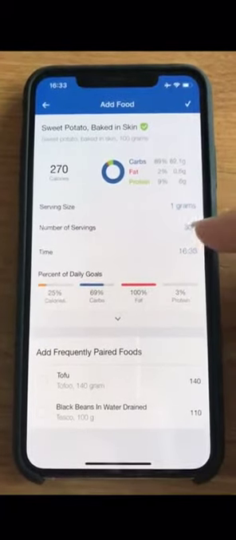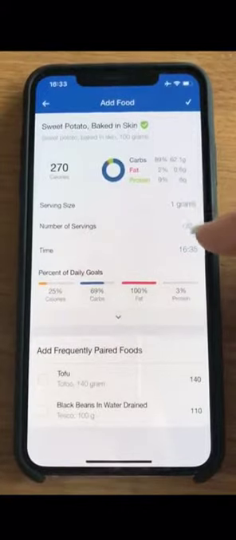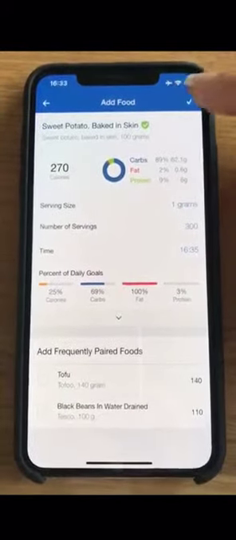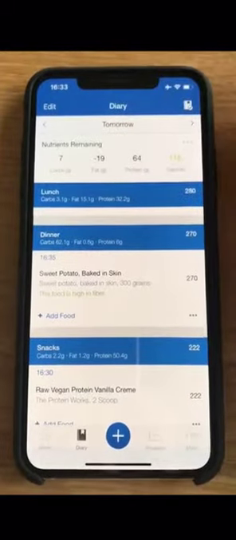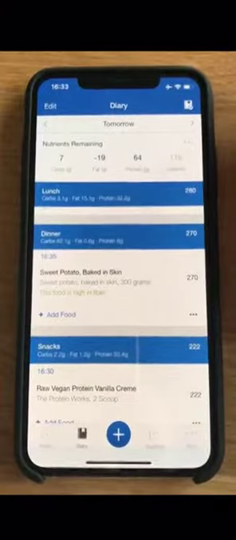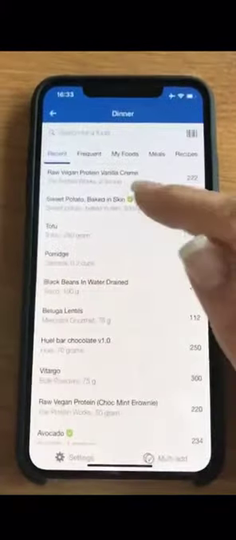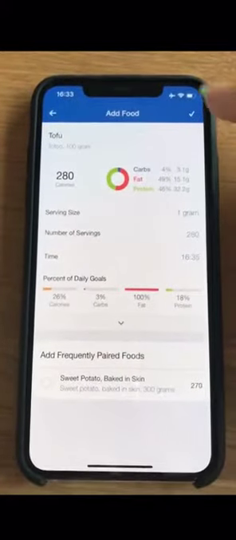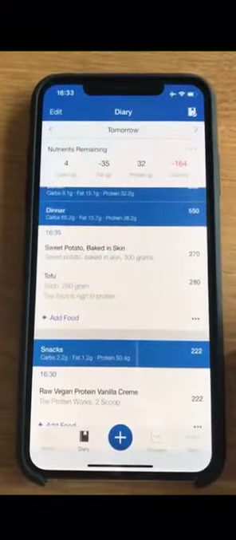So here, if I weighed my sweet potato and it was 300 grams, then I would obviously put that in, and then I'm going to click the check at the top, and that's going to add it in. So then I look here and I go, ooh, only 7 grams of carbs left, and I've still got 64 grams of protein. So at this point, you could say, right, okay, well, what if I add in some more tofu? Let's say I have another block of tofu with my sweet potato and I have millions and millions of green vegetables. What is that going to do to my day?